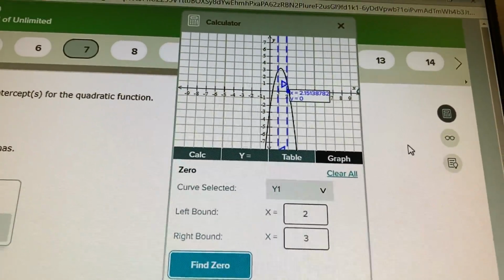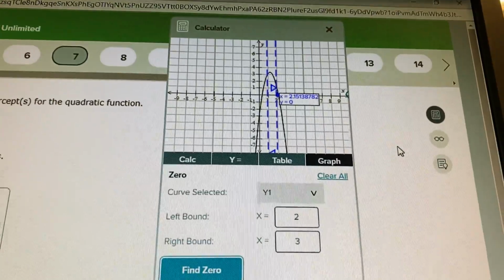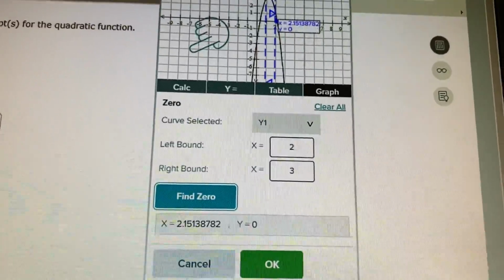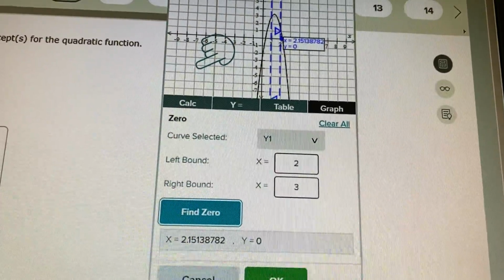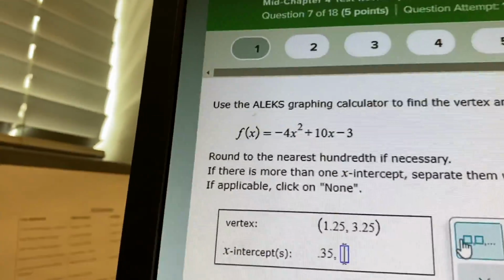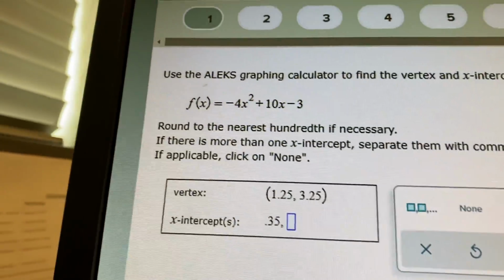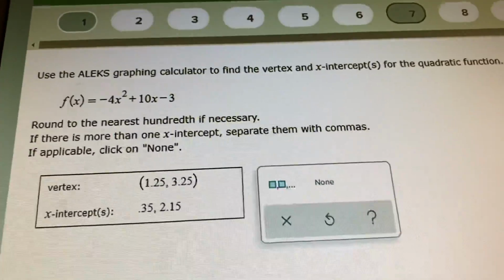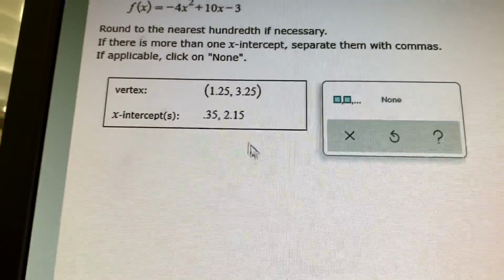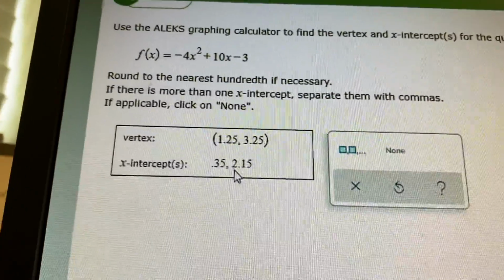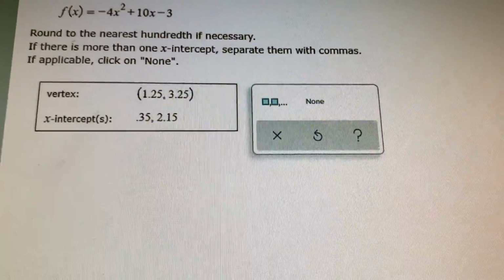So it's going to be at 2.15. It's going to be that x. So we go here, comma, 2.15. Let's see if those are correct. And it is, it just didn't seem right to me, but that's how you're going to find your vertex and your x-intercepts using that calculator. So let's try one more.